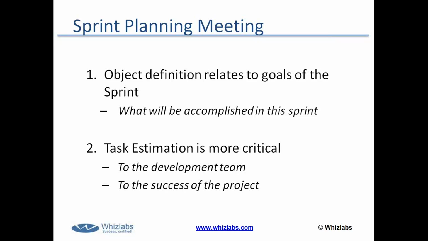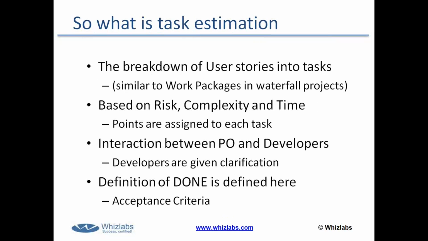One more time, going to the sprint planning meeting, there are two things. The object definition, which relates to the goals of the sprint and describes what will be accomplished in this particular sprint, and task estimation, which as we discussed a few moments ago, is more critical. Task estimation is critical to the development team. It is also critical to the success of the project.